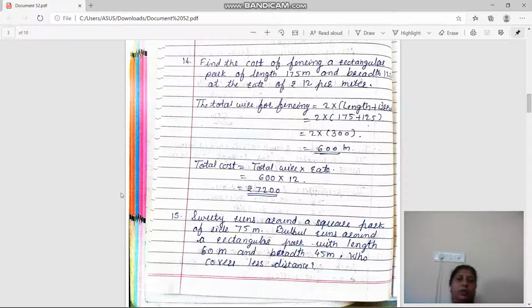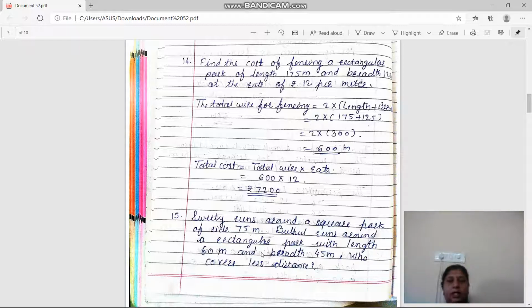Now the total cost is equal to total wire multiplied by rate. So total wire is 600 multiplied by 12. 12 6s are 72 and this 20, that is 7200. So what is the total cost? Rupees 7200. Clear?